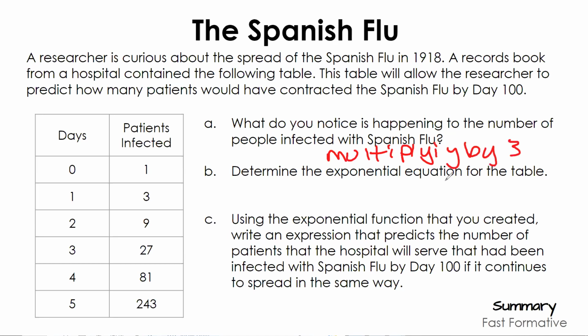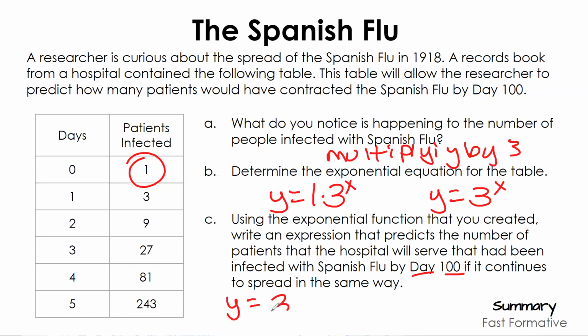And then determine the exponential equation. So how much were we starting with? 1, and how much are we multiplying by? 3. And normally we leave off this 1. So we're going to say y equals 3 to the x. Now it says figure out how much there is after day 100. So that means that we're going to plug in 100 for x.